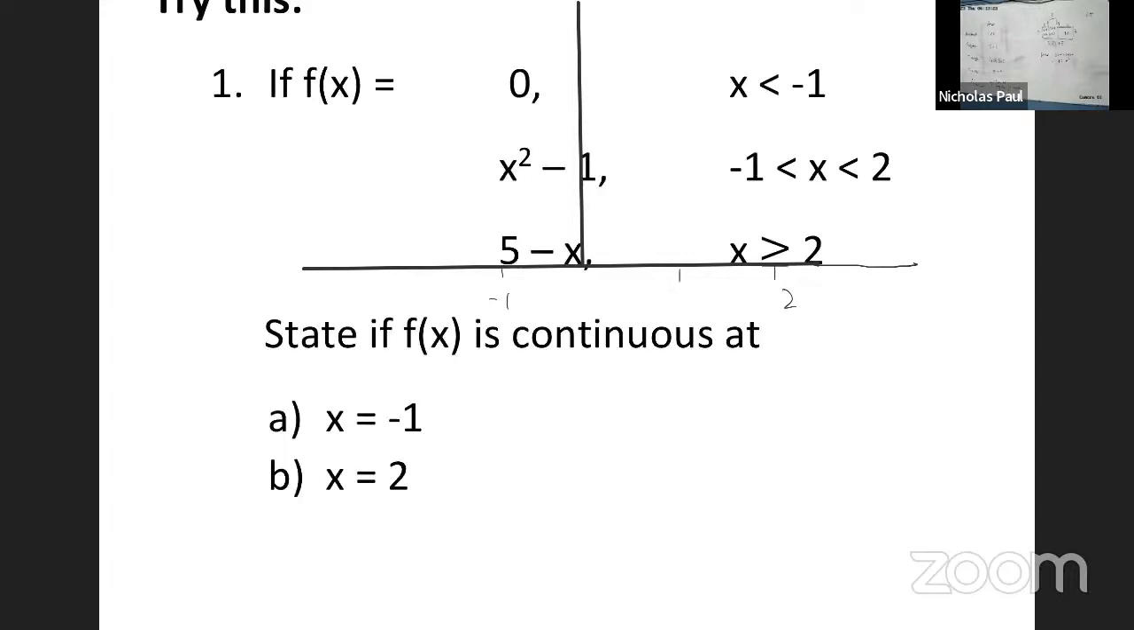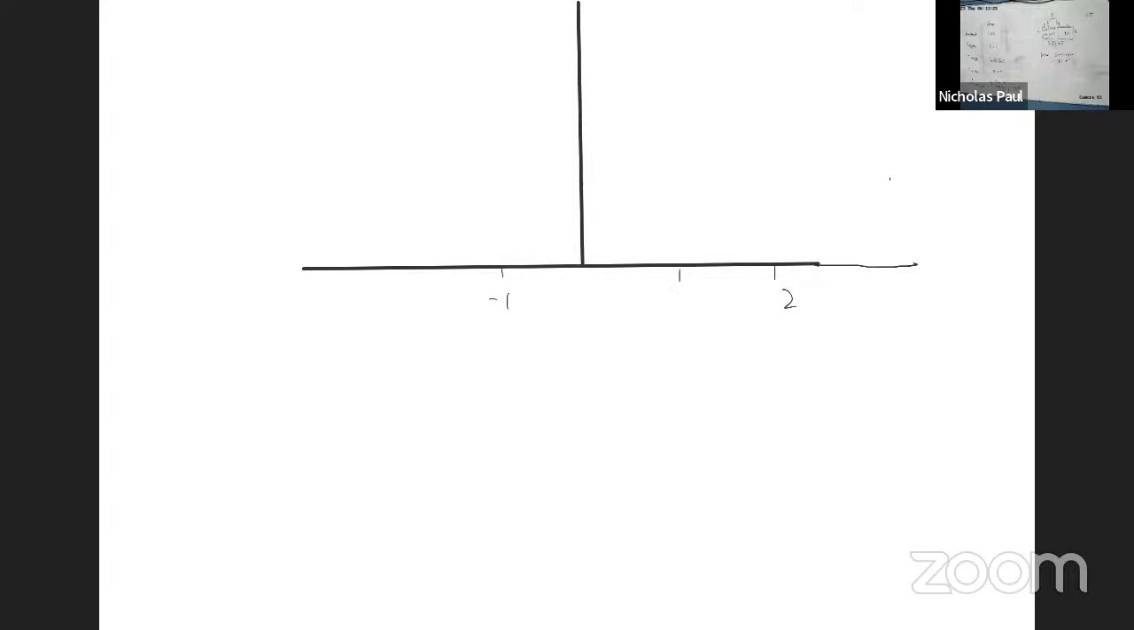What is it again? Minus 1, 2. Right, so all the values less than minus 1 is what? 0. All the values less than minus 1 is 0. So here's a hollow circle, and the reason I put in the hollow there is because I want to remind myself that minus 1 is not included. Are you okay with that?